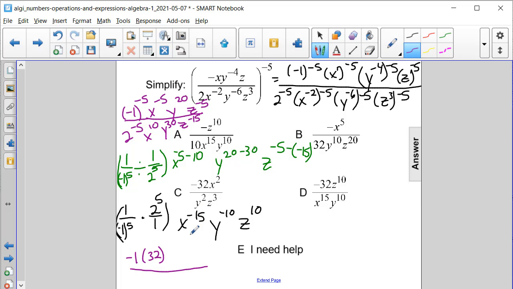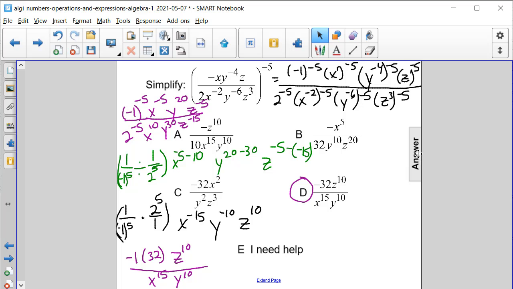And then x to the 15th can get moved to the denominator and become positive, x to the 15th. Y to the negative 10th can also be moved to the denominator to become positive, and z to the 10th stays in the numerator. And negative 1 times positive 32 is negative 32, z to the 10th over x to the 15th, y to the 10th. So that's answer choice D is the correct answer here.